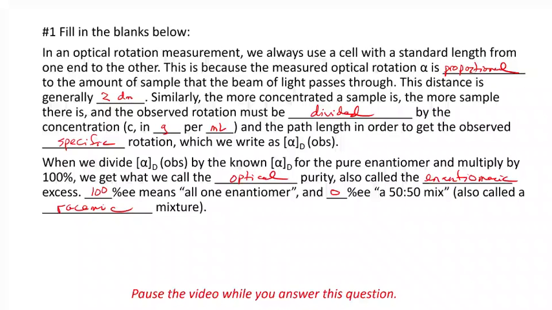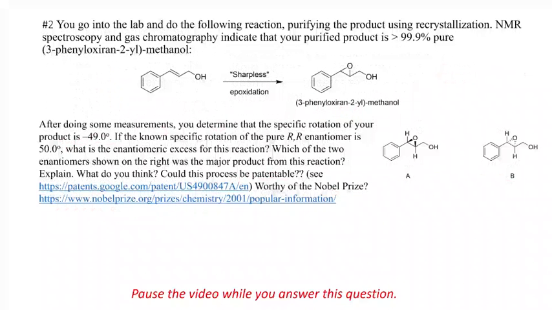All right, ready for number 2? Number 2. You go into the lab and do the following reaction, purifying the product using recrystallization. NMR spectroscopy and gas chromatography indicate that your purified product is greater than 99.9% pure 3-phenyloxiran-2-yl-methanol. After doing some measurements, you determine that the specific rotation of your product is minus 49 degrees. If the known specific rotation of the pure RR enantiomer is 50 degrees, what is the enantiomeric excess for this reaction? Which of the 2 enantiomers shown on the right was the major product from the reaction?